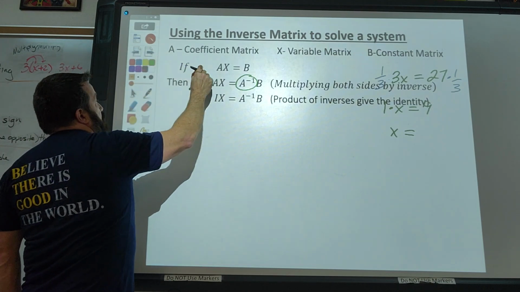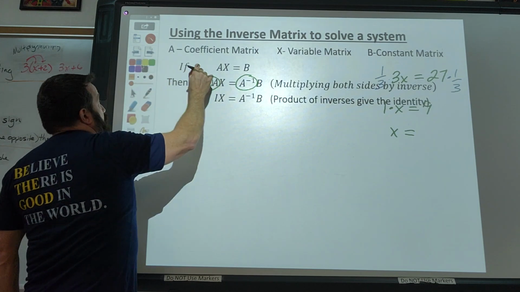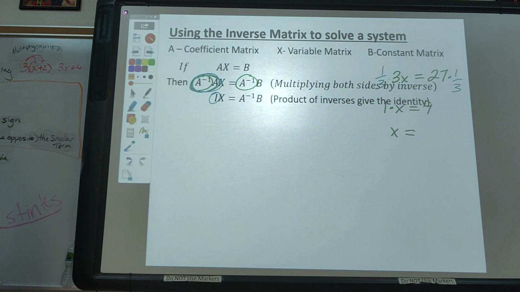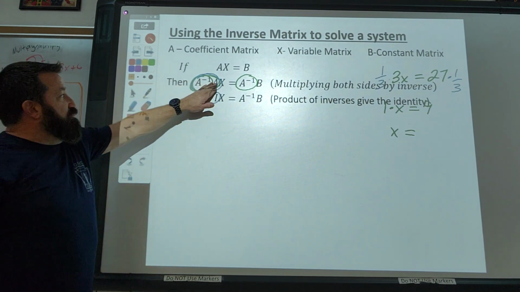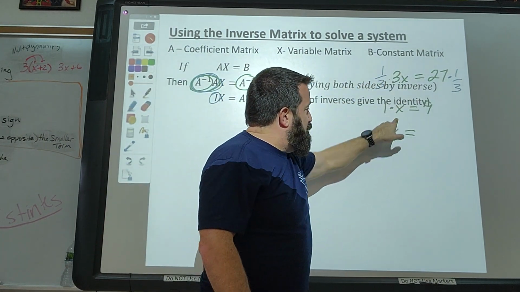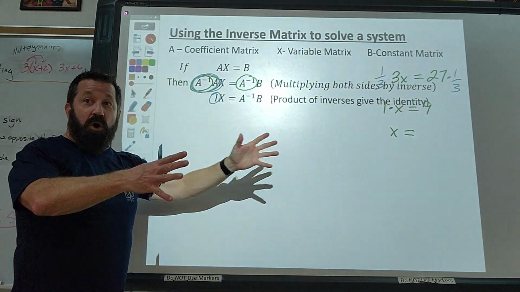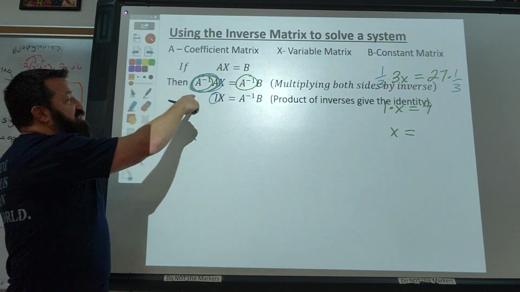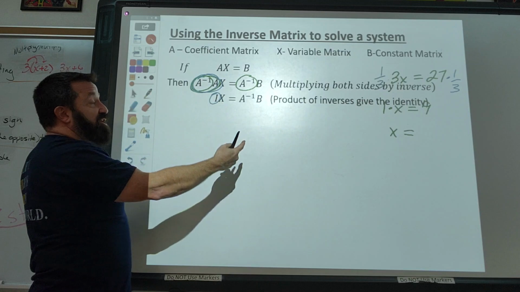Trying to click on it. These two things combine to be the identity matrix, which I have an I there. I didn't label that, but I stands for the identity matrix. So the inverses give me the identity, just like the inverses here give me the identity. Then the identity disappears because 1 times anything is just that anything. 1 times x is x. So the identity matrix times x is just x.